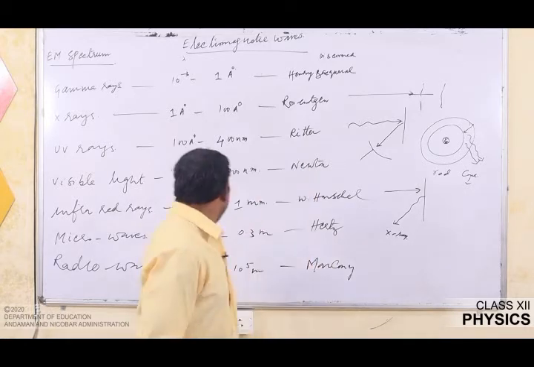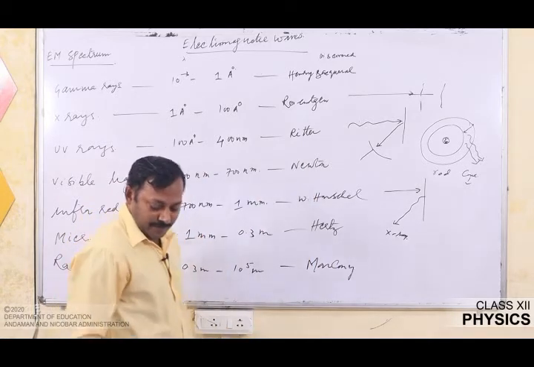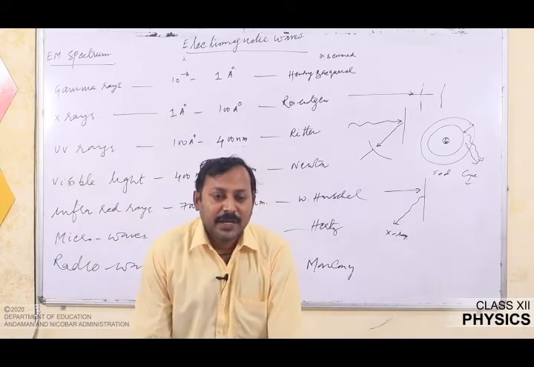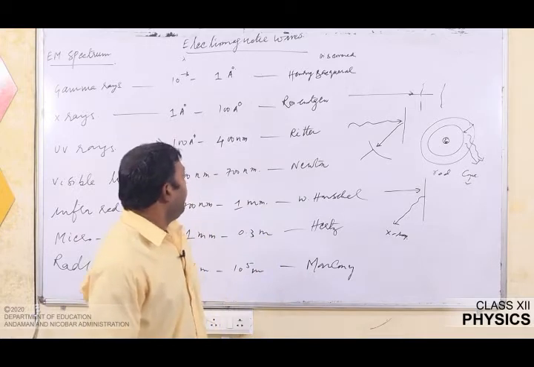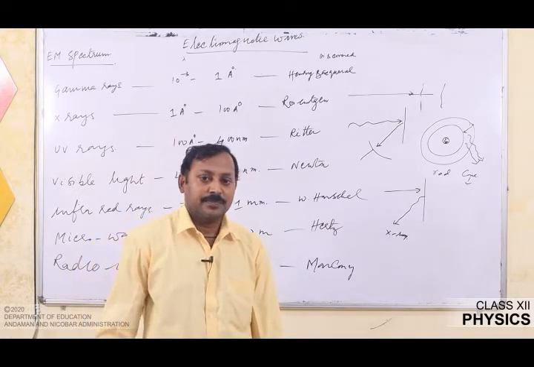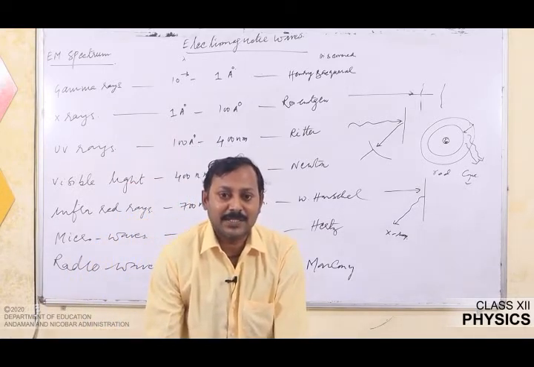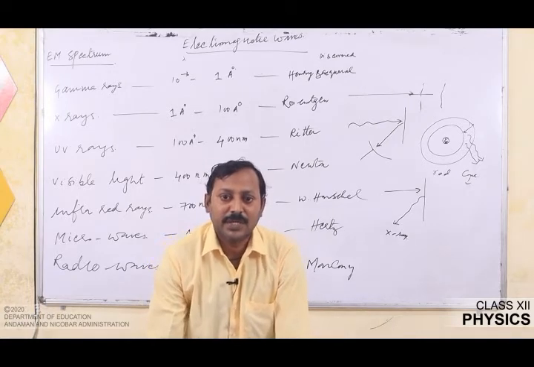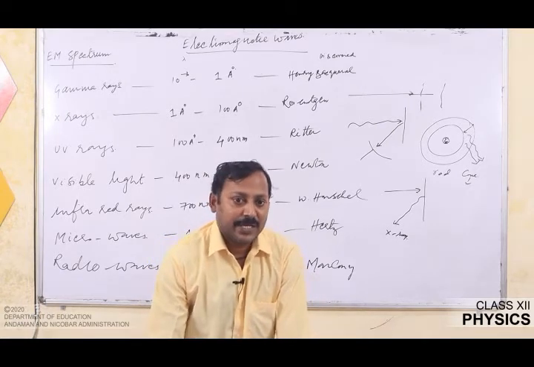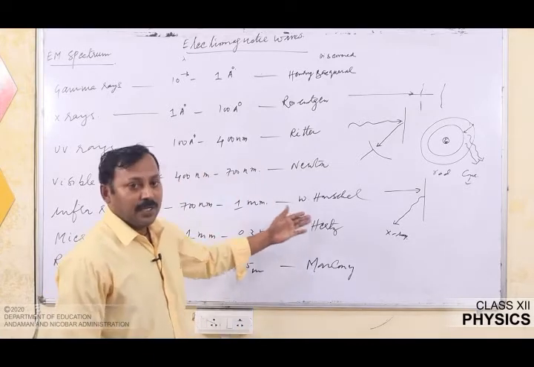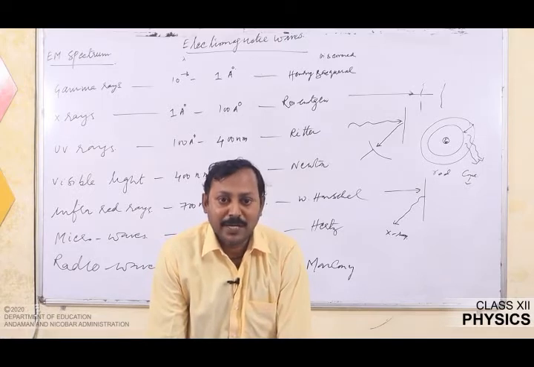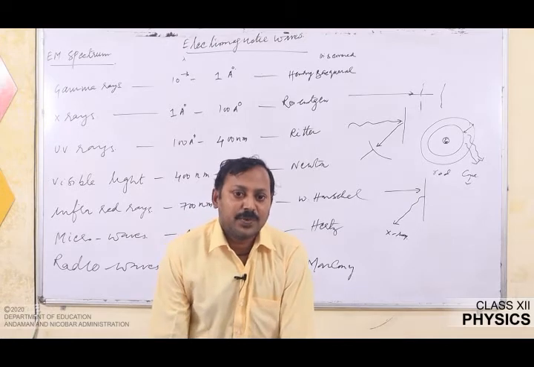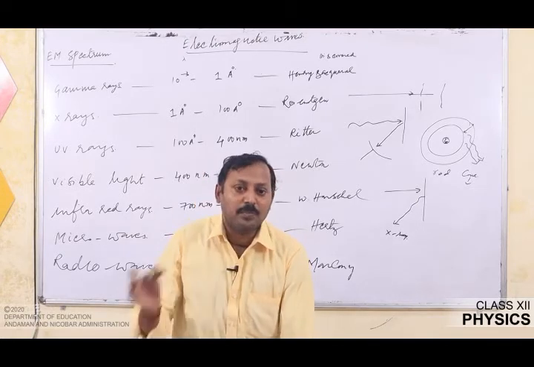Next we will see infrared light or infrared radiation. Infrared radiation has a wavelength ranging from 700 nanometer to 1 millimeter. The frequency corresponding to infrared is 4 × 10^14 to 3 × 10^11 Hz. It was discovered by William Herschel, and it has been divided into 3 categories: near infrared, middle infrared, and far infrared. It is produced by vibration of atoms and molecules.